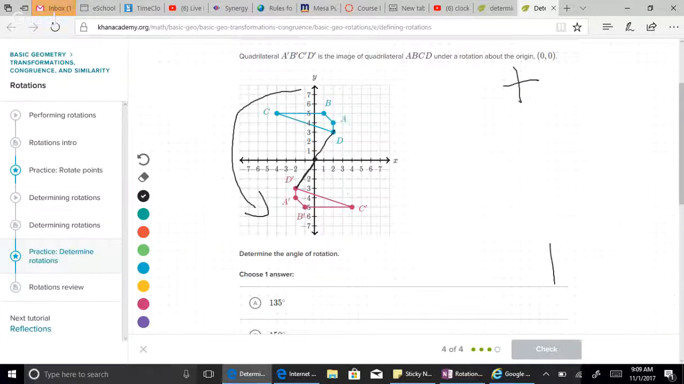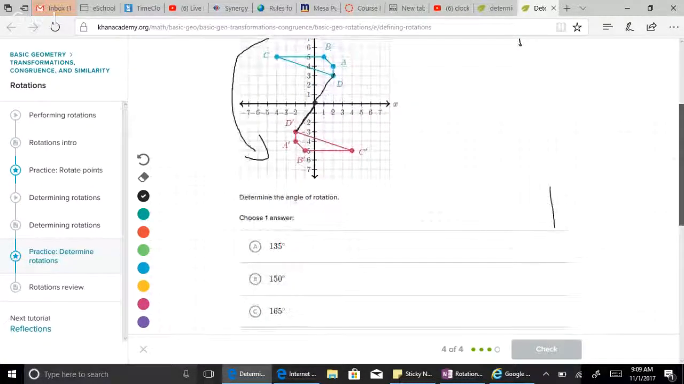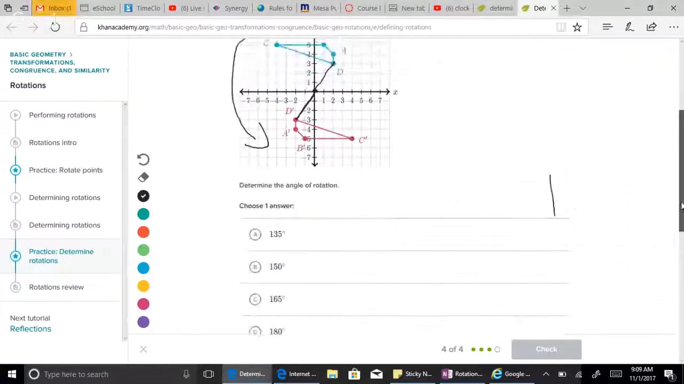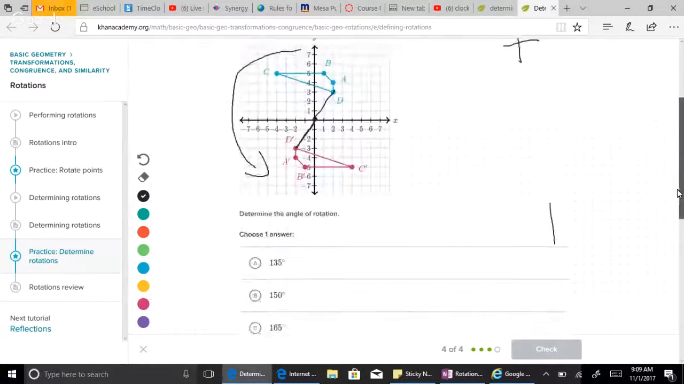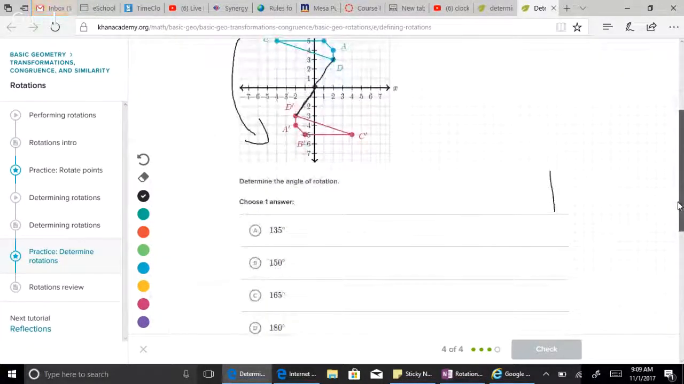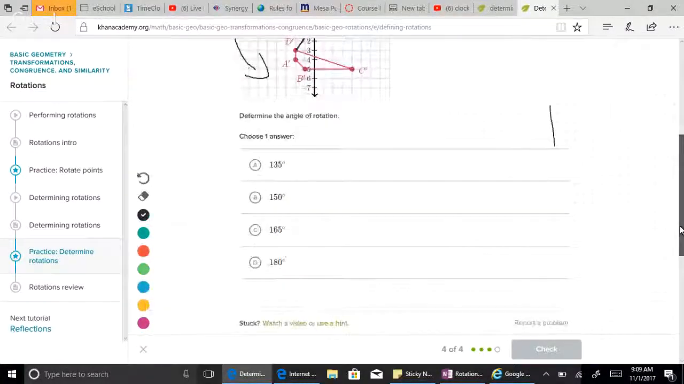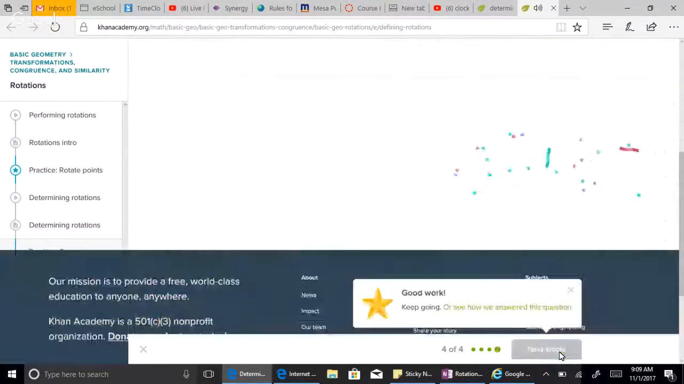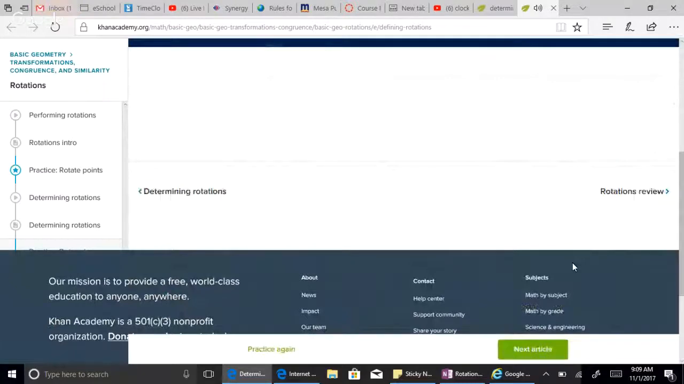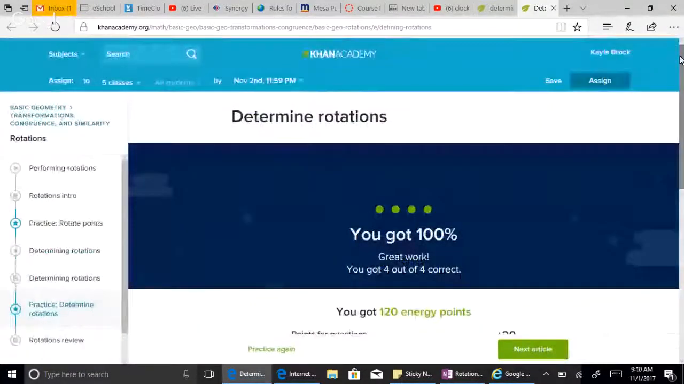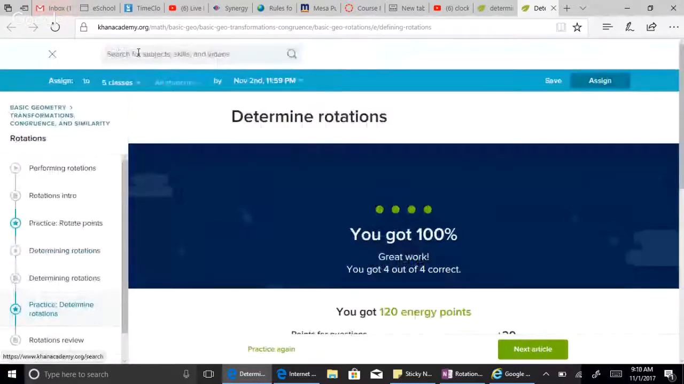Okay, now my positive options are 135 degrees, 150, 165, or 180. So this is a little bit advanced. We have four different numbers and they're all positive. I'm going to say that that looks pretty much exactly like a straight line, so it's 180 degrees. Okay, so the next module that we want to do is called rotate points.